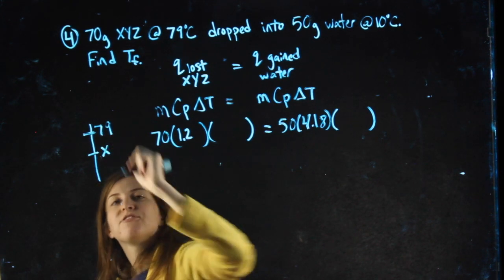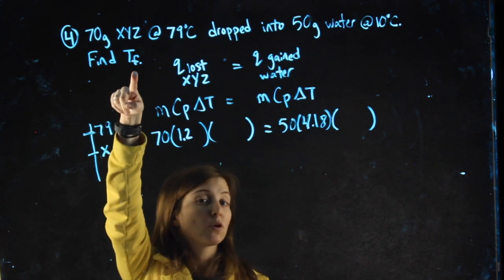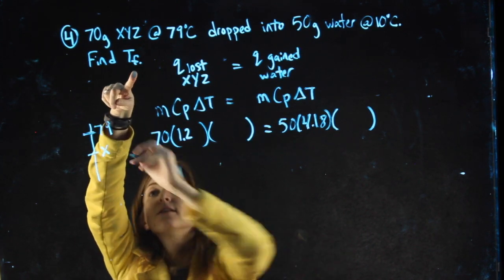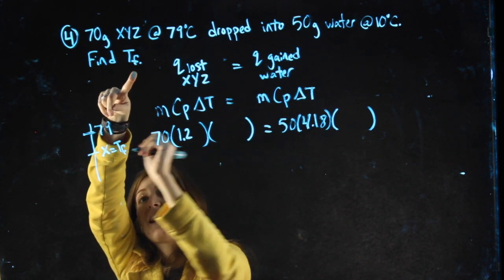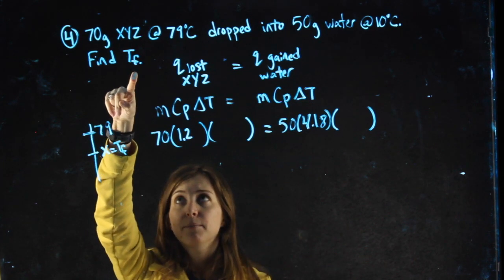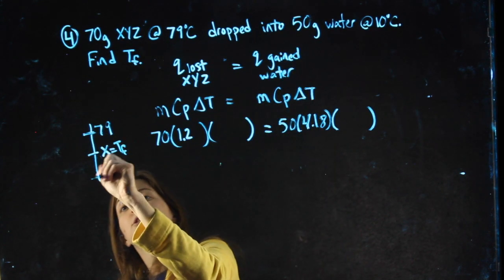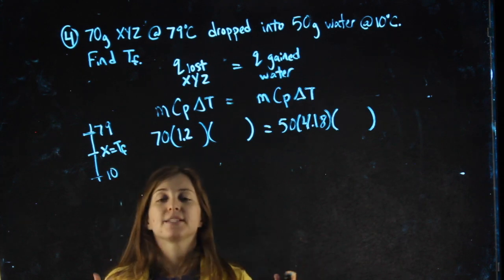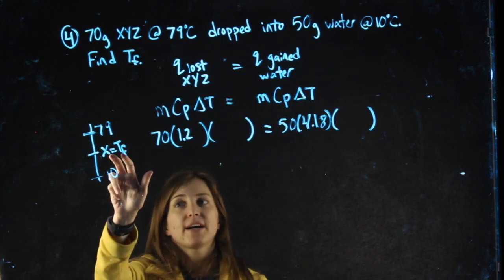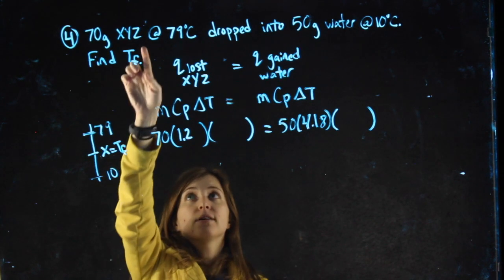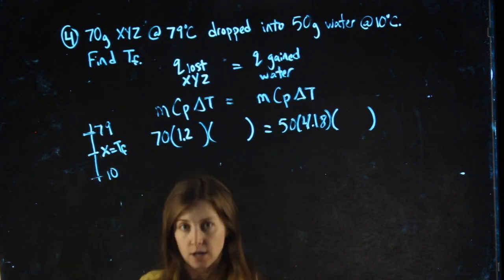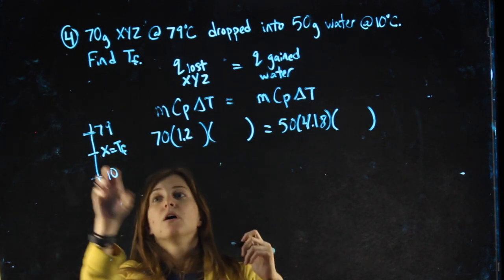cools down to some final temperature. What we're looking for is the final temperature. I call it X. So what I am calling X in this problem will be final temp. The cooler object, water, is going to warm up to that same final temperature. Final temperature is the same whether asked about for XYZ or for water. They stop at the same final temperature.